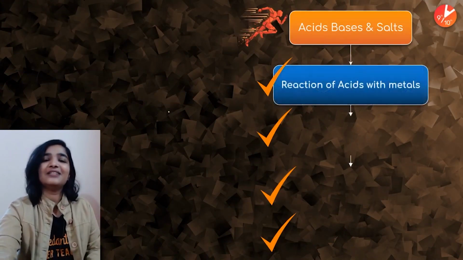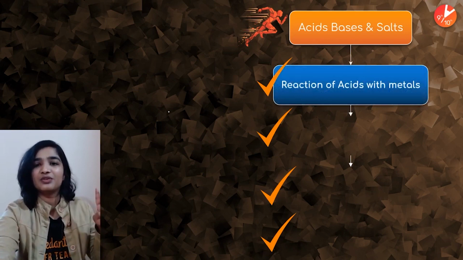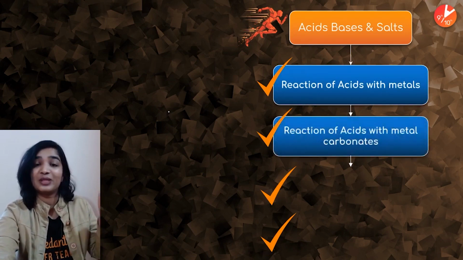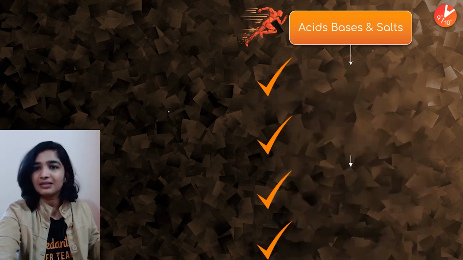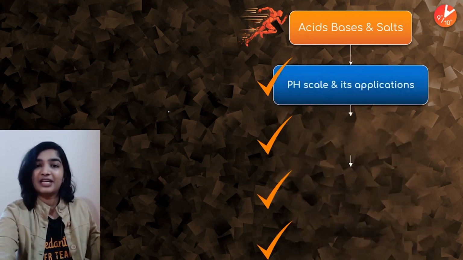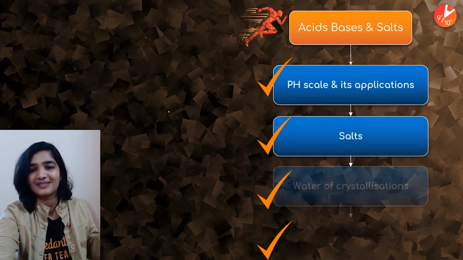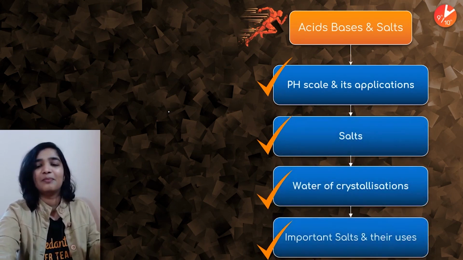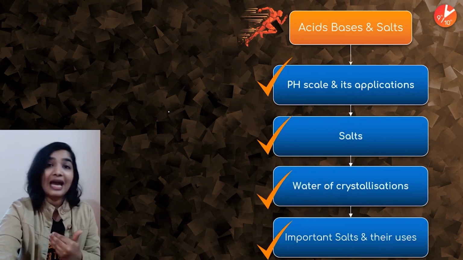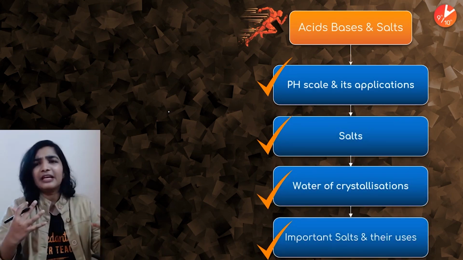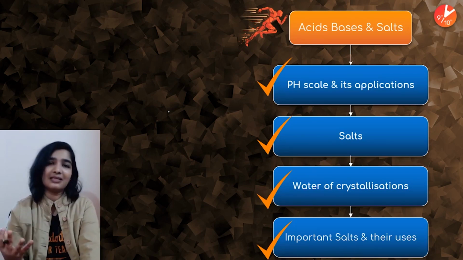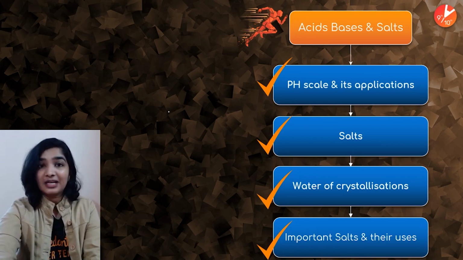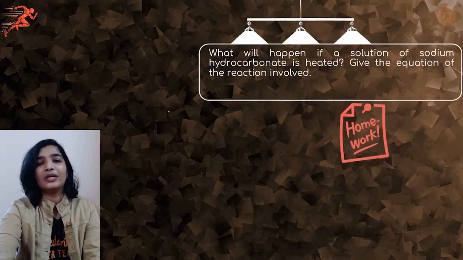So that is it for today. What did we learn about? Reactions of acids with metals, reactions of acids with metal carbonates, ionization, dilution, done. Indicators, done. pH scale and its applications, done. Salts, water of crystallization, important salts and their uses. So we have covered all the very important questions and some equations. Do practice it, and here is your homework question.